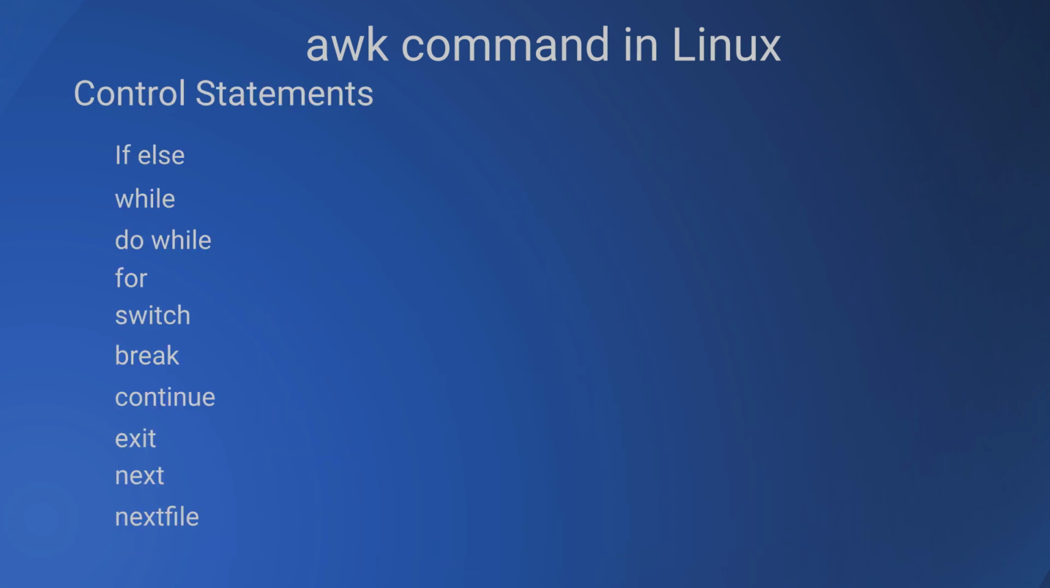And now we have the control statements used in the action part of the awk program, and these statements are if else, while, do while, for, switch, break, continue, and exit. These work mostly like in C language, but there are two statements which are different in the sense that these are not there in C language, and these are next and nextfile statements. The next statement causes awk to stop processing the current record and go to the next record. Similarly, nextfile causes awk to stop processing the current file and go to the next file.